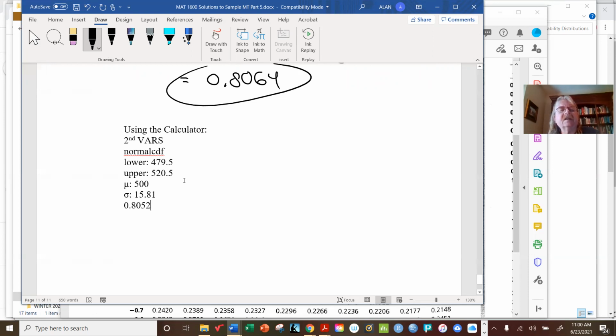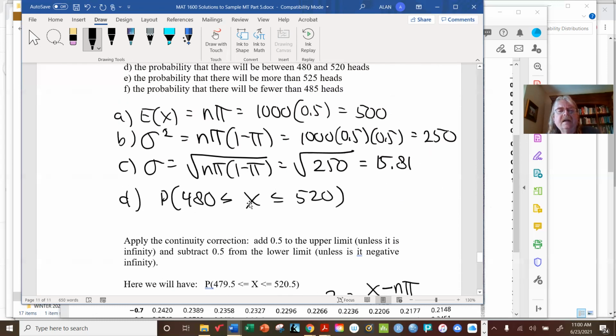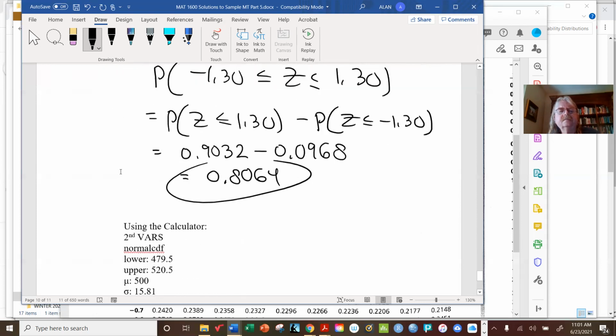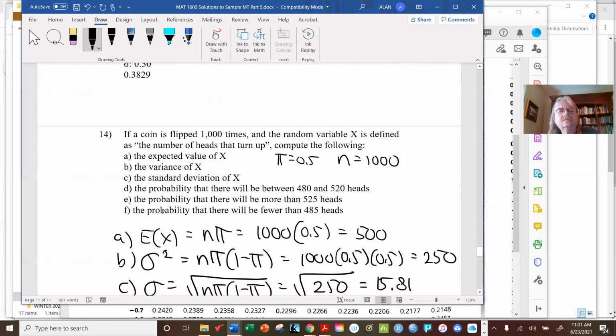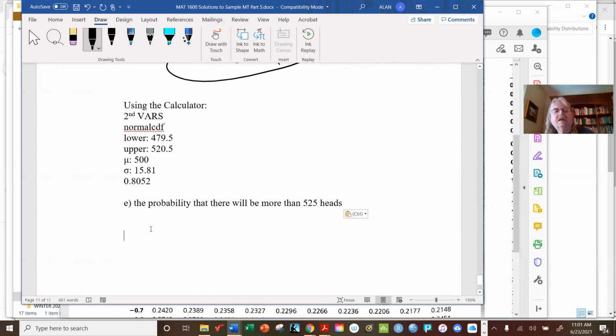And so you shouldn't be surprised to see that it's off a little bit. Either one of those answers is fine. All right, that was that. Now the next one is more than 525 heads. Okay, so nothing's changed, except when you do the continuity correction, let's see.